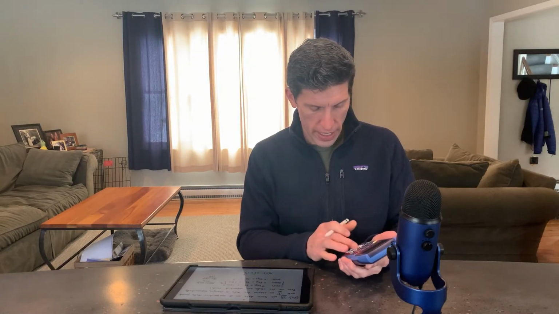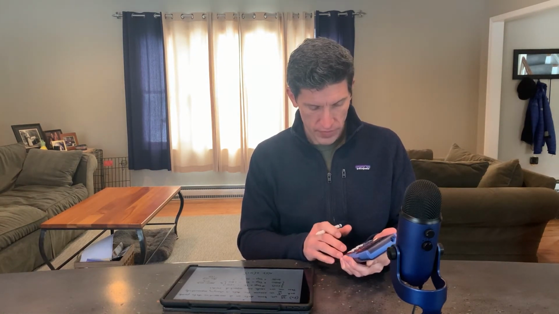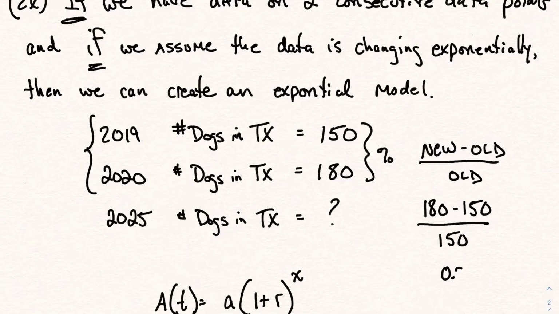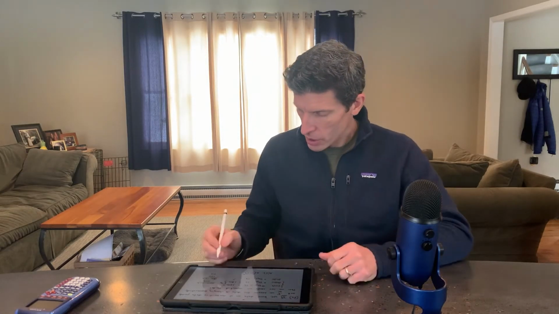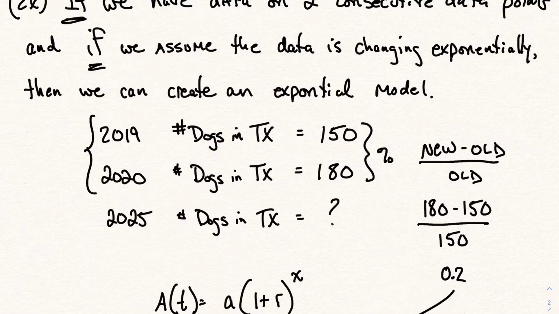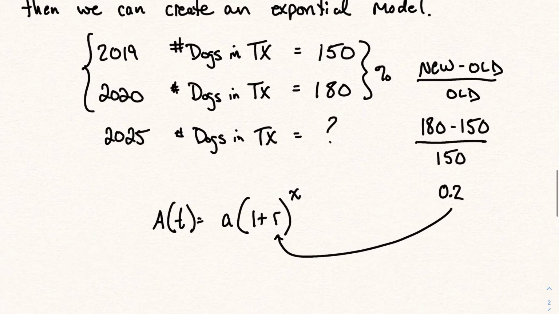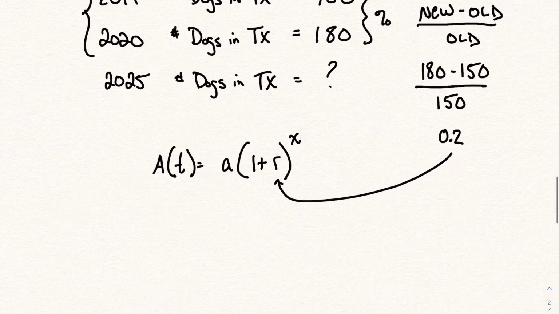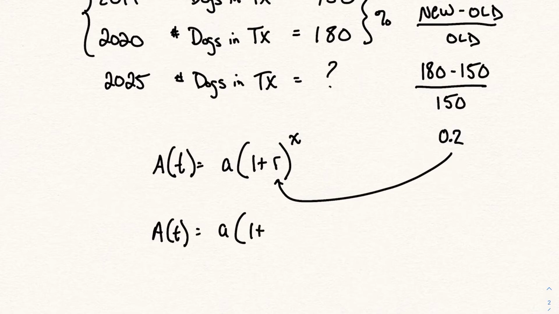So we'll do 180 minus 150 divided by 150, and I get myself a 0.2. That's my growth rate. And that 0.2 is a positive number, so that means we're growing. So that 0.2 is going to go here. All right, so now let's see what else we have. So now I'm going to take this, I'm going to say we have a sub t is a times 1 plus 0.2 to the x.